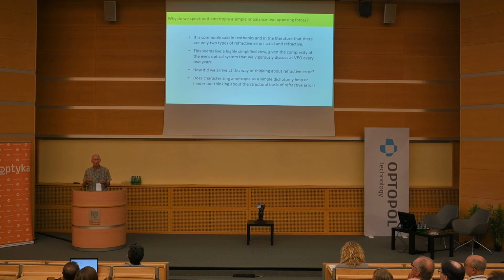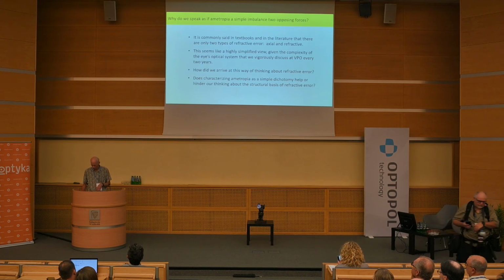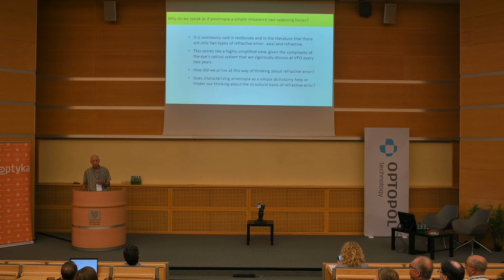And if it's so simple, why do we keep arguing about this every 2 years in the VPO meetings? It seems like it might be an oversimplification to think that there's just this dichotomy between axial and refractive parameters. And the comments that I'll make about refractive error really generalize, more generally, to refractive state. So what I say about refractive error could also be applied to accommodation.